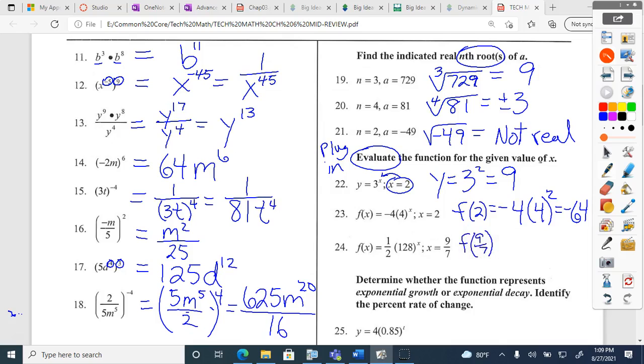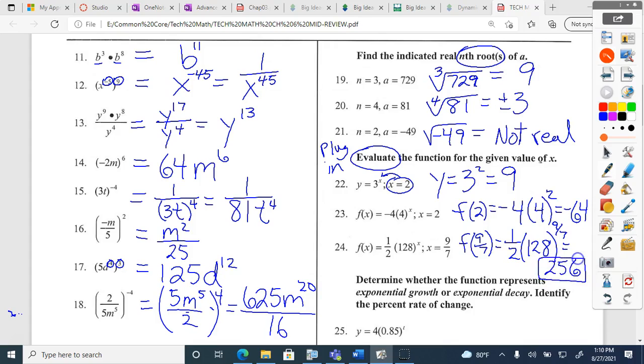F of 9/7 equals 1/2 times 128 in parentheses to the 9/7 power. 256 is correct. Thank you.